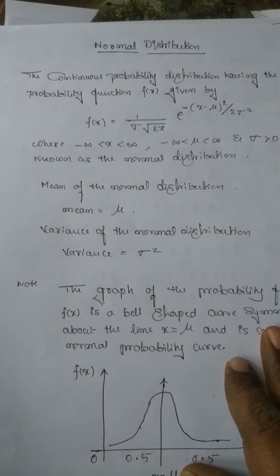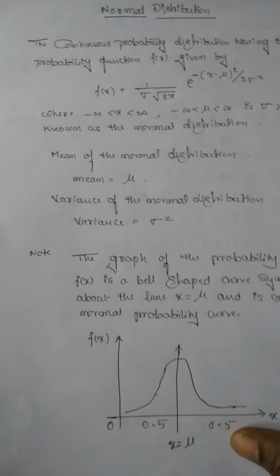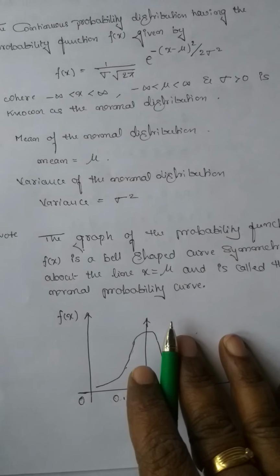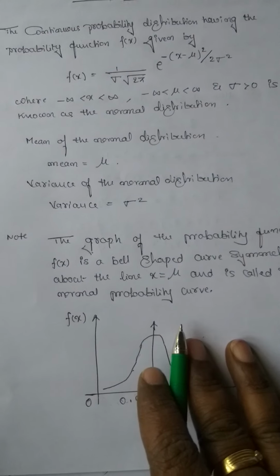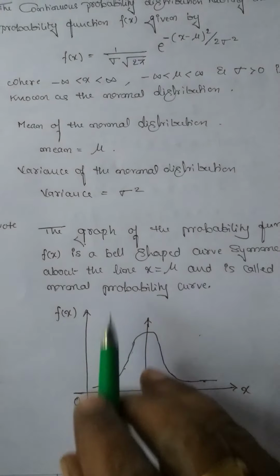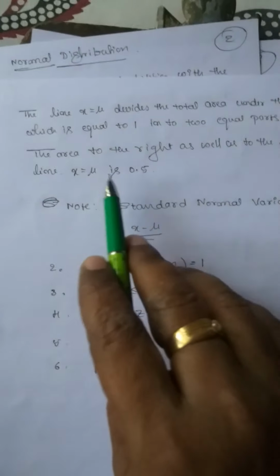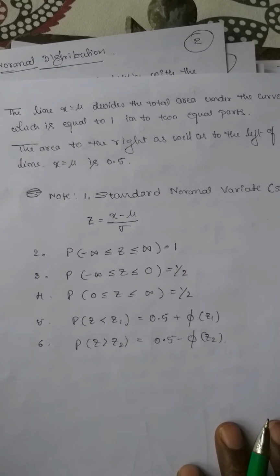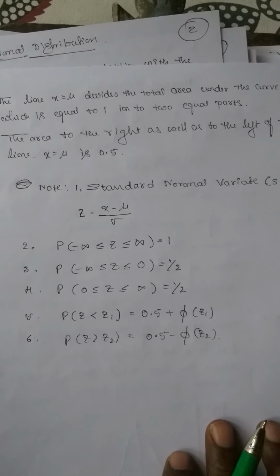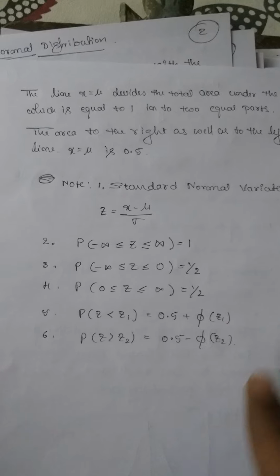The mean of the normal distribution is mu and the variance is sigma squared. Friends, the graph of the probability density function of the normal distribution is a bell-shaped curve, as I'm showing here, and this represents the entire probability. Here you can see the line x equals mu divides the total area under the curve, which is equal to 1, into two equal parts.